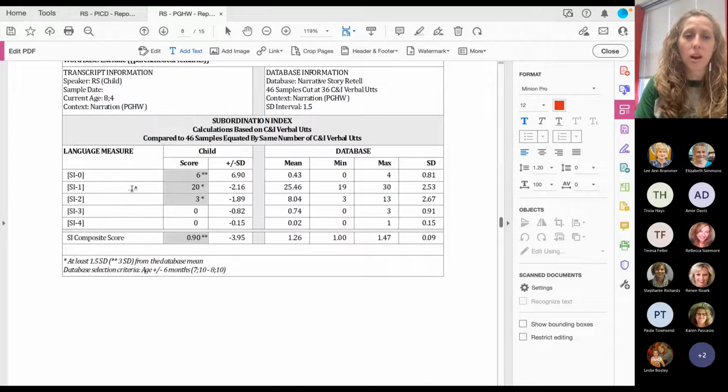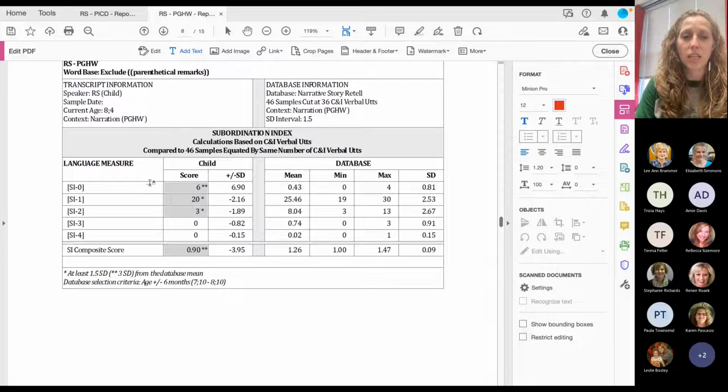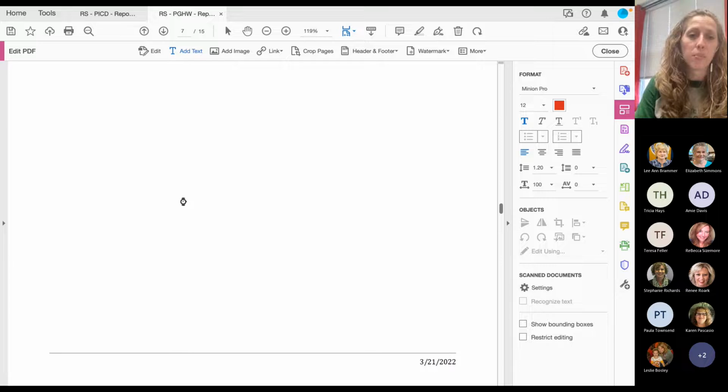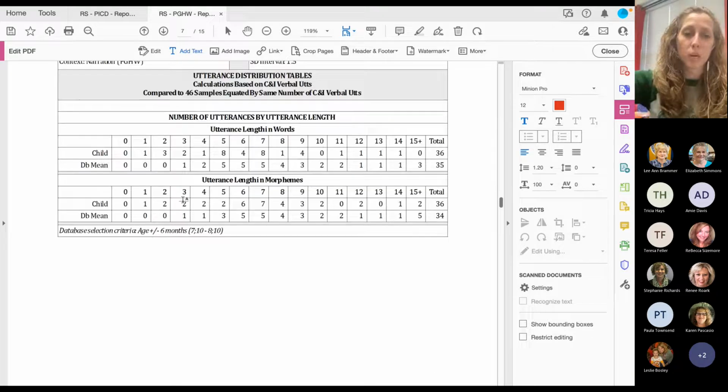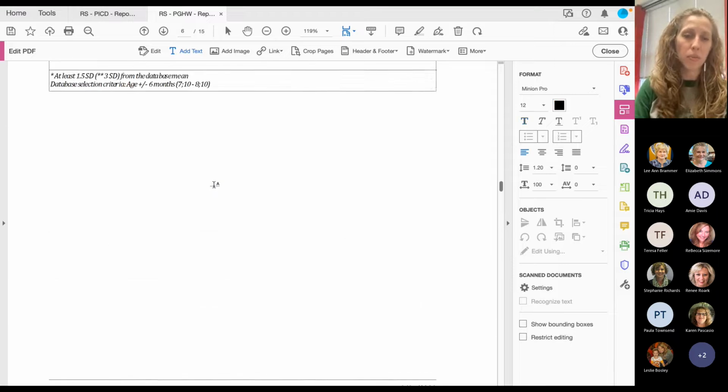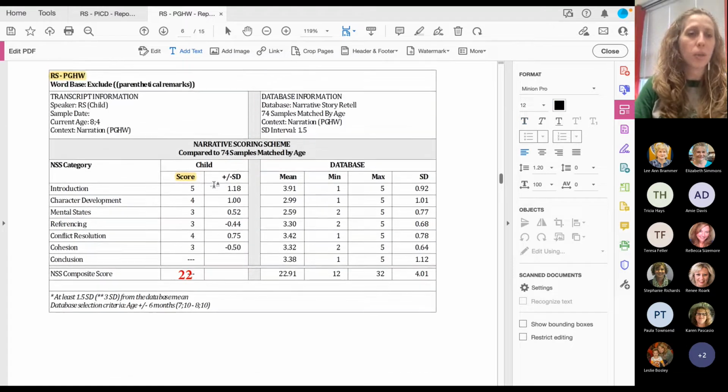Looking here, this is his subordination index, and it tells you how many were at the sentence level. So you can see he's using all simple sentences, and most of them just had one clause in them. That top report is just a summary of all of these tables, so you can look at it either way, whichever is easier for you. I'll stop on this one.